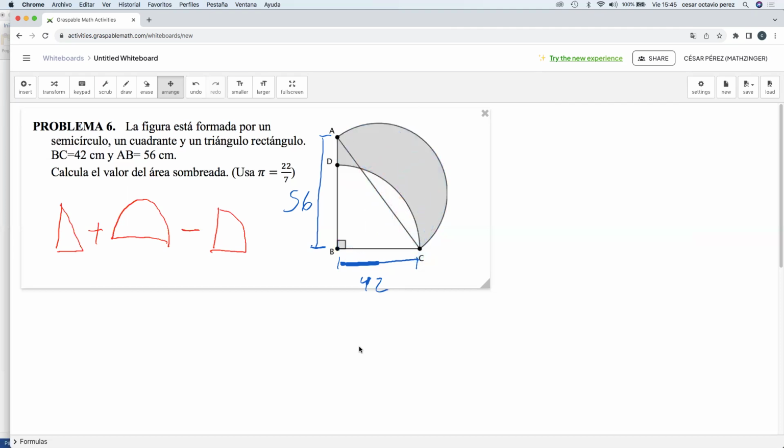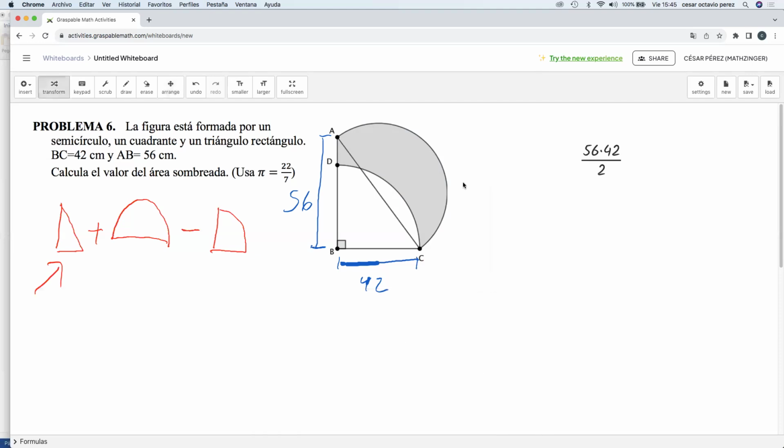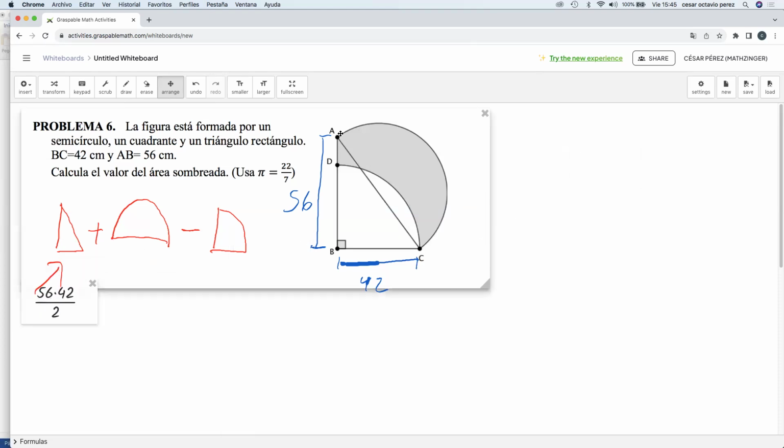Let's see. First, we are going to find this. 56 times 42 divided by 2. Okay. Now, the semicircle.